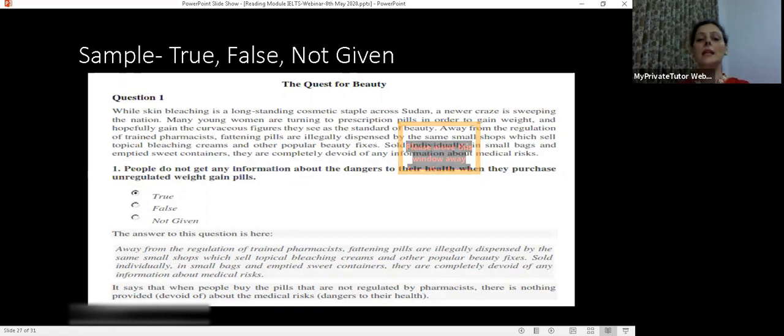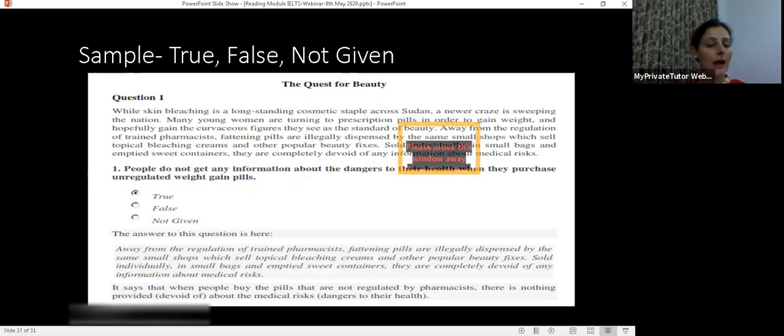People do not get any information about the dangers to their health when they purchase unregulated weight gain pills. It is true, false, not given. When we read the passage, it is true. The passage is telling about that. The exact information is mentioned in the passage. When people buy the pills, the pharmacies don't inform them about the benefits and the dangers of these pills, but they buy them anyway. So this is mentioned in the paragraph.